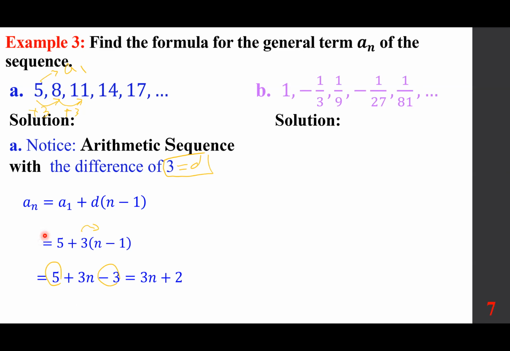Now, here's the interesting part. Whenever you're done, you really should check your work. The way it works, it's very simple. If n is 1, replace the n with 1. Do you get the first term 5? Replace the n with 2. Do you get the second term, which is 8? That's all you have to do. Check the first few, the third one, the fourth one, to make sure this is the correct general term. Part B. What do we notice? Anything?